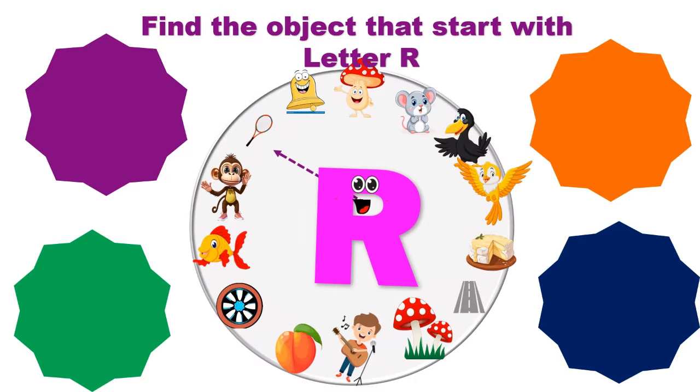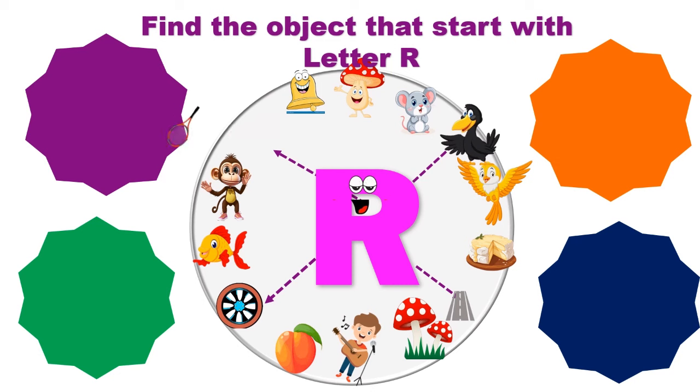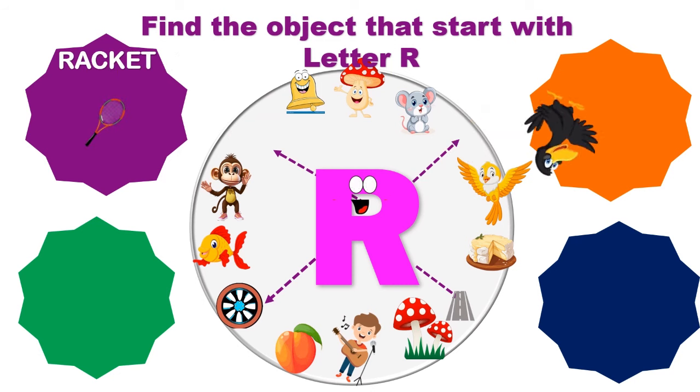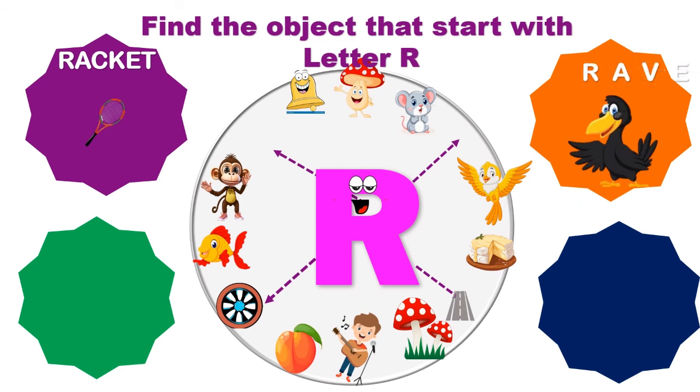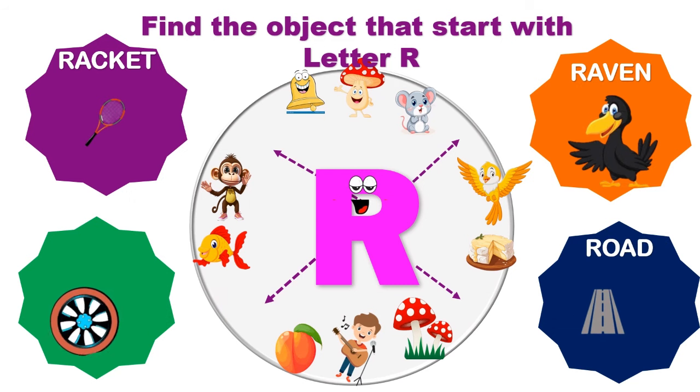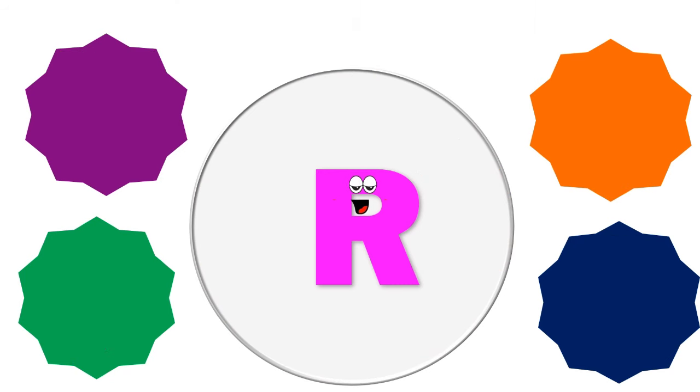Let's start with the letter R. Raven. Rod. Rotor. Racket. Raven, rod, rotor.